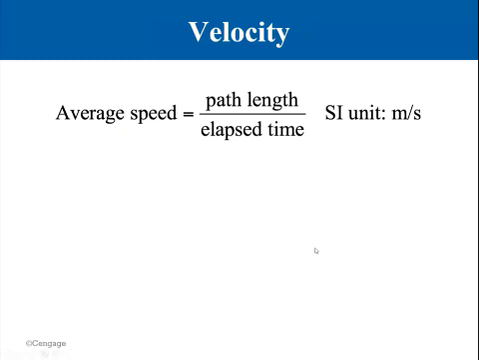We define the average speed as the path length divided by the elapsed time. This is speed. And since we are talking about a long path length and long elapsed time, this is an average value. To calculate the value, you need to divide the distance d by the time t.